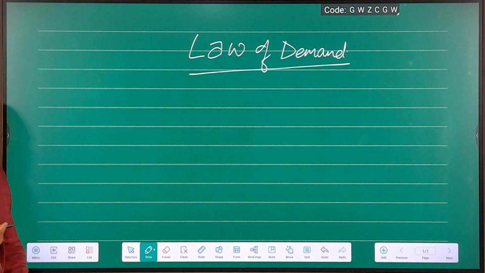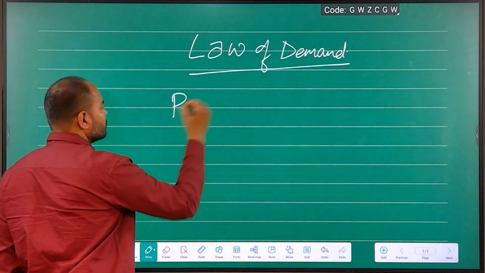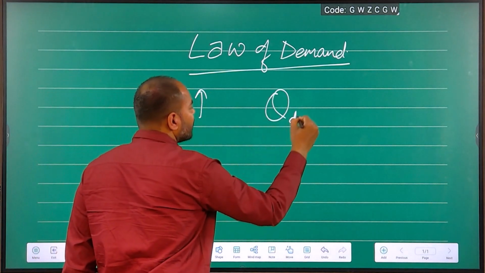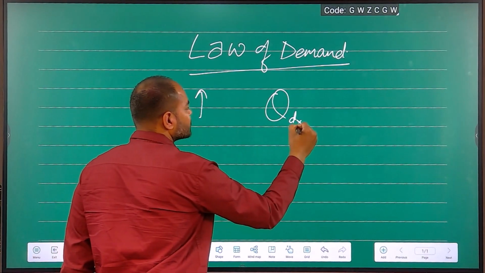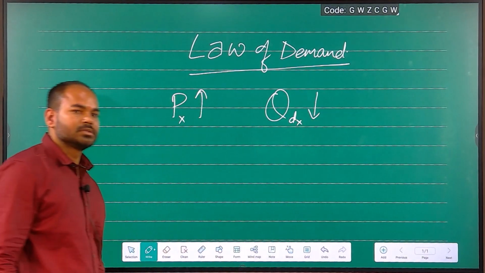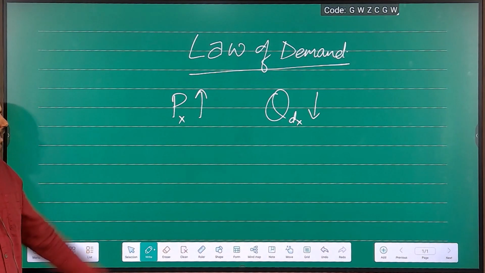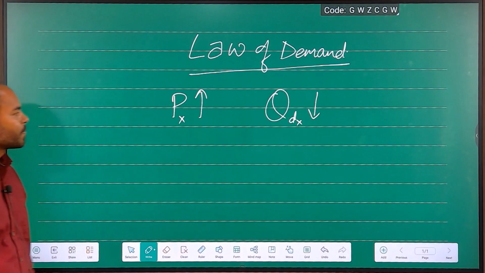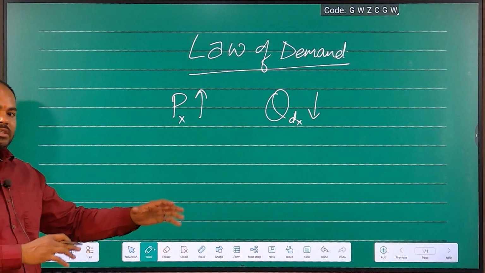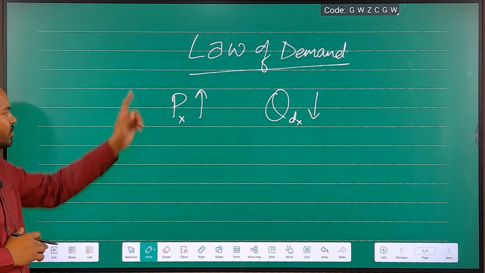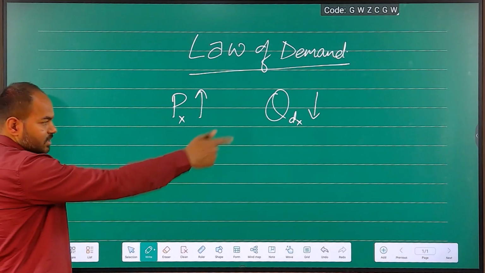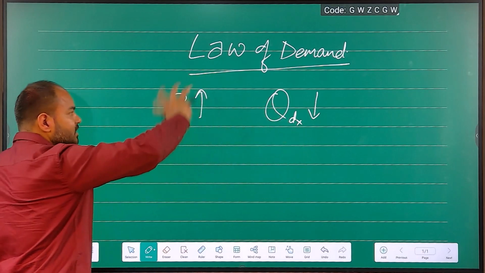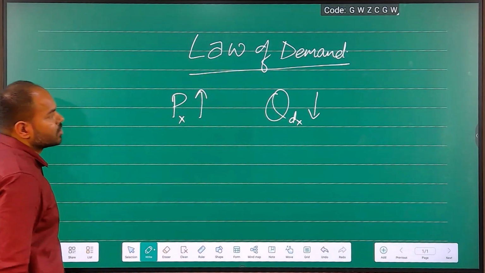The law of demand says that if price increases, quantity demanded of, say, product X will decrease. The law of demand states that as the price increases, the demand decreases, and vice versa, by keeping all other factors constant. When you keep all the factors we have just understood constant, how price is affecting the demand, that is what this law suggests.